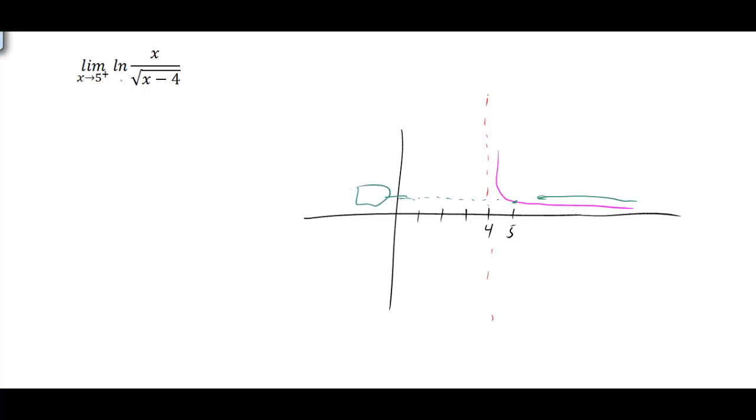If you look closely here, we could actually use direct substitution. We can plug 5 in, so we could take the natural log of 5 over the square root of 5 minus 4. So don't be misled with this example. We could actually use direct substitution, and we would find that this expression would be approximately 1.6. So we see that we're going to approach, at this point, a y value of 1.6.